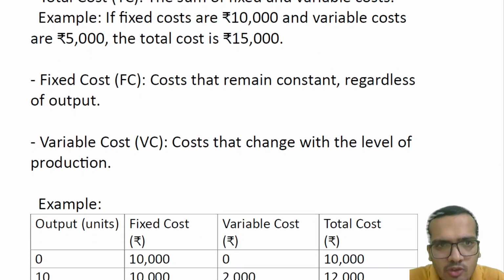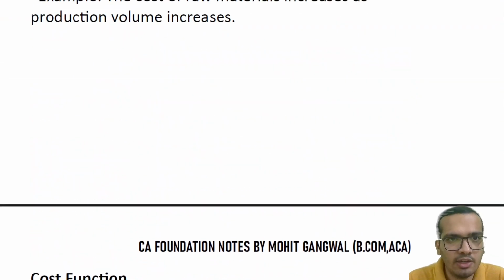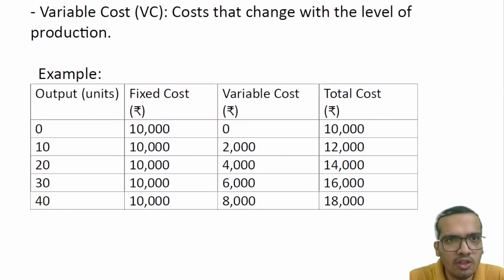Fixed costs are costs that remain constant regardless of output, and variable costs are costs that change with the level of production, as I defined earlier. I have just added an example for it. Now we have output in units, that is 0, 10, 20, 30, 40. Then we have fixed cost. Fixed cost is, you can see, 10,000 and that is constant for all the output units.